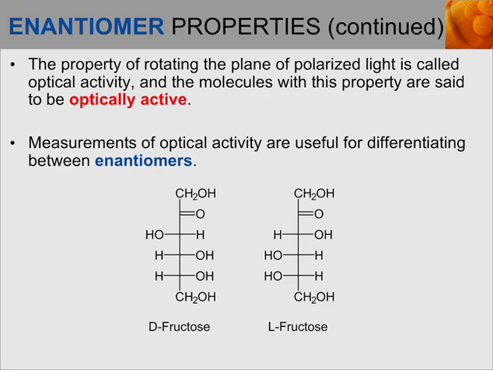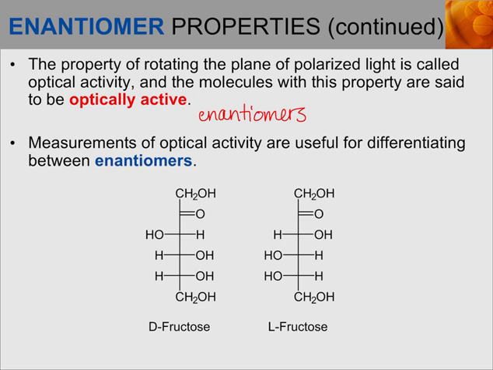So this property of rotating the plane of polarized light is called optical activity. Molecules with this property are said to be optically active. So that tells us that enantiomers are optically active because we have a D version and an L version. So we can actually measure optical activity to help us differentiate between enantiomers.